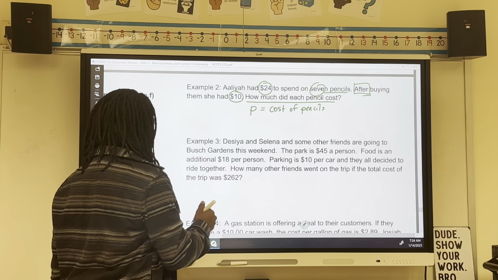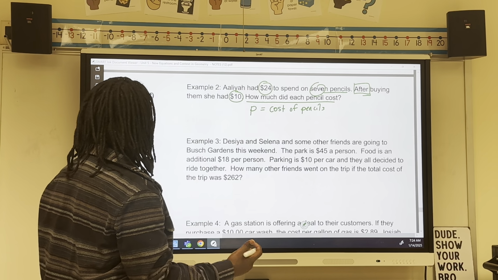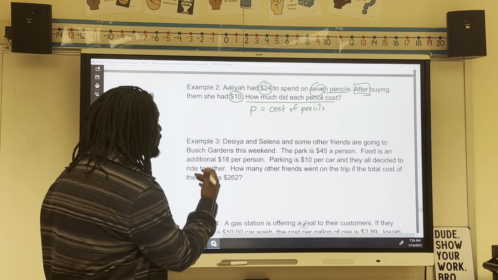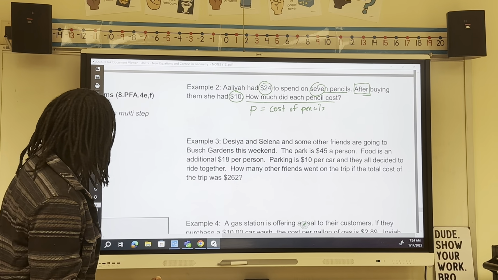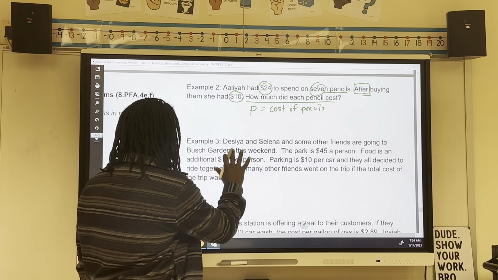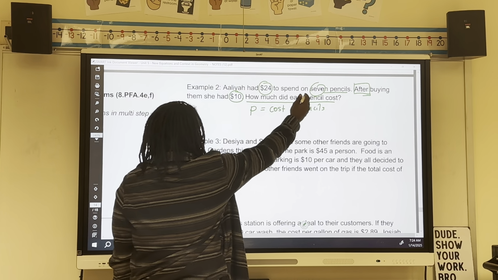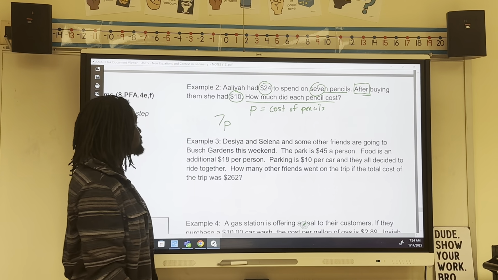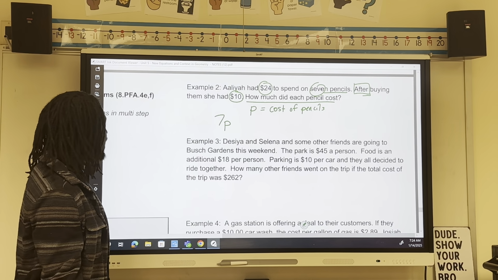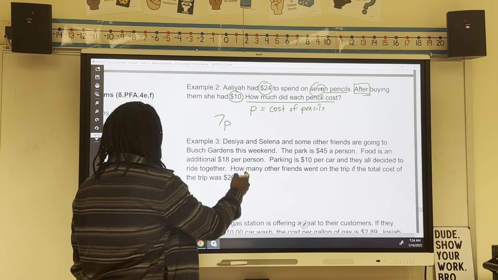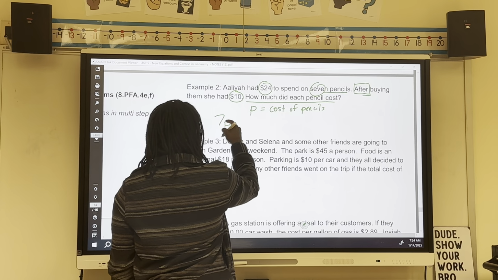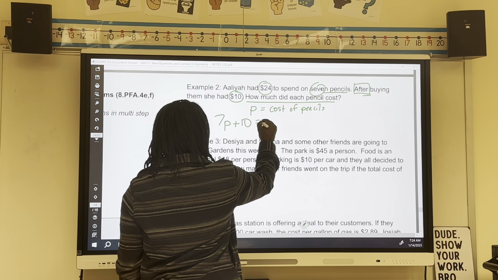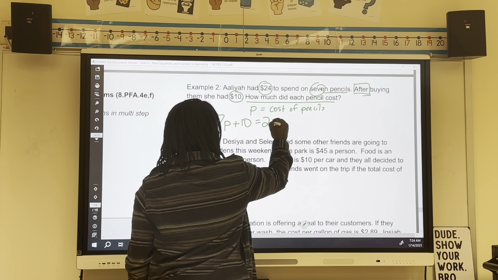Well, it says she had $24 to spend on 7 pencils, and after buying them, she had $10. So there's a couple of different ways you could write this. The way I'm going to write it is I'm going to think about it. She bought 7 pencils. Each pencil cost P amount. Then she had $10 left over, so the amount of the pencils plus the 10 equals the amount that she had to spend.